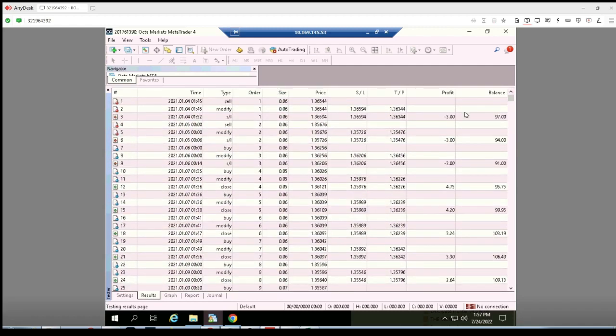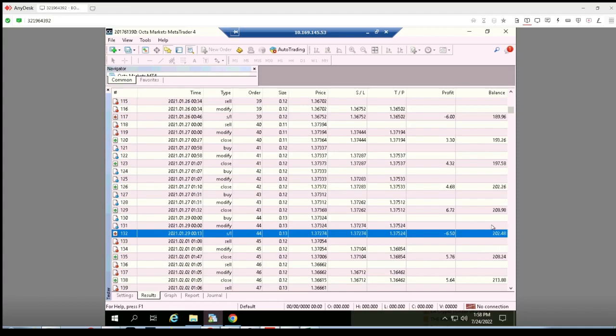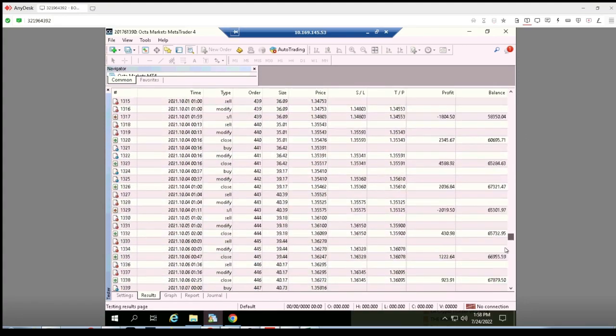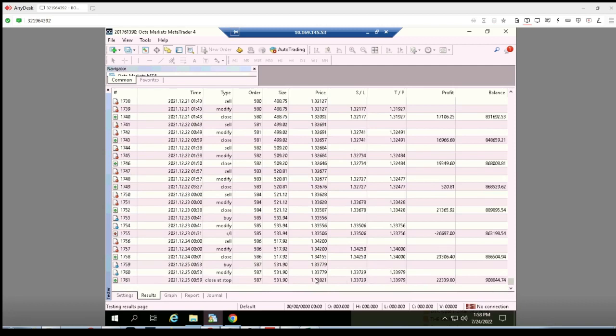In the first month the total balance becomes $202, increased by more than 100%. And at the end of the year the total balance will be $908,844.